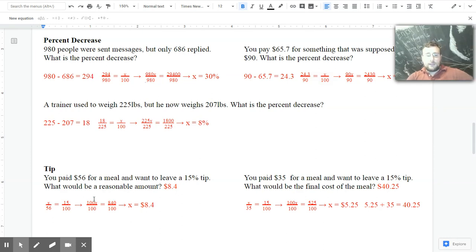Cross multiply, you get 100x equals 840. When you do 56 times 15, you get 840. Then you have to divide both sides by 100 because you're getting rid of what's next to the x, which is 100.